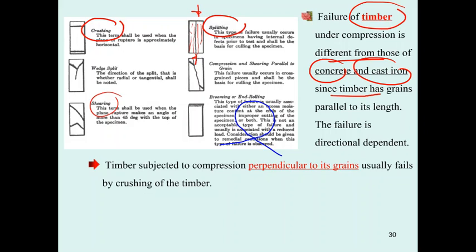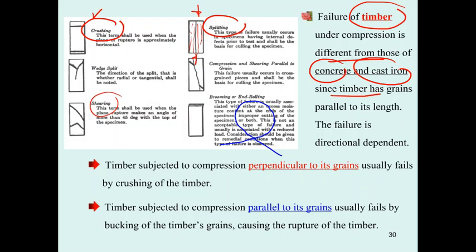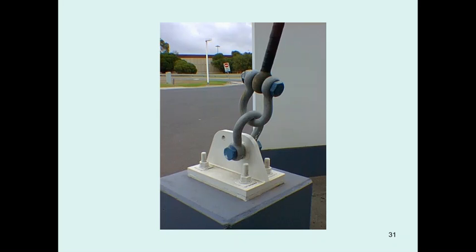Timber subjected to compression parallel to its grain usually fails by crushing. And timber subjected to compression parallel to its grain usually fails by buckling of the timber grain, causing a rupture like this of the timber. Okay, that is the end of the first part of chapter 5, characteristics of tests.